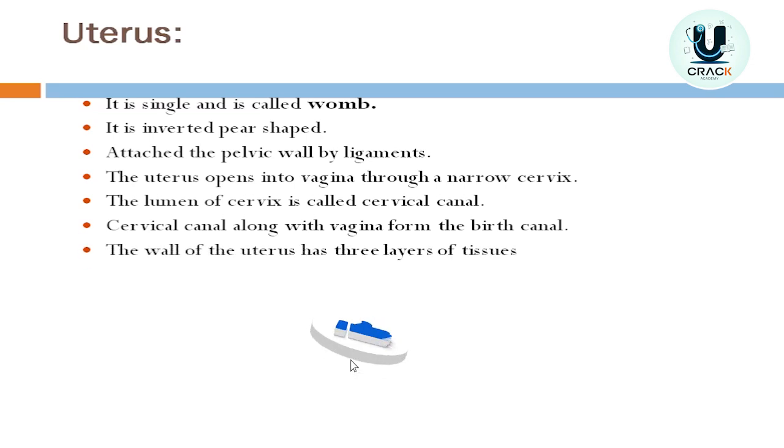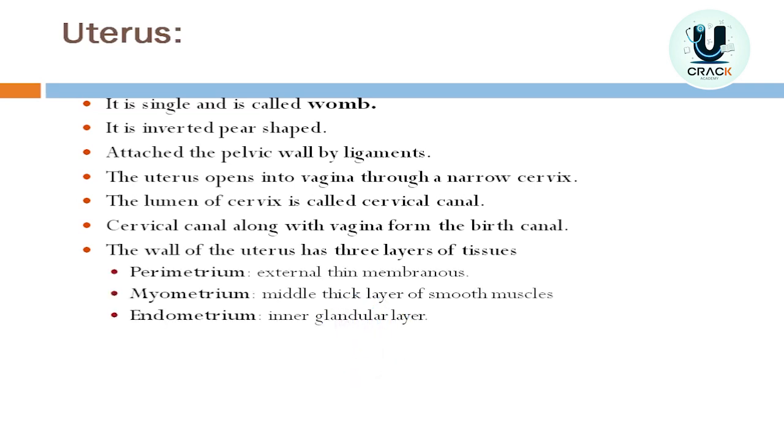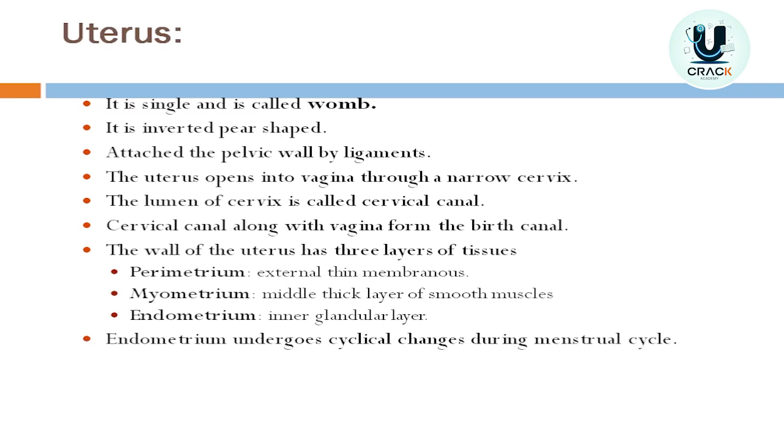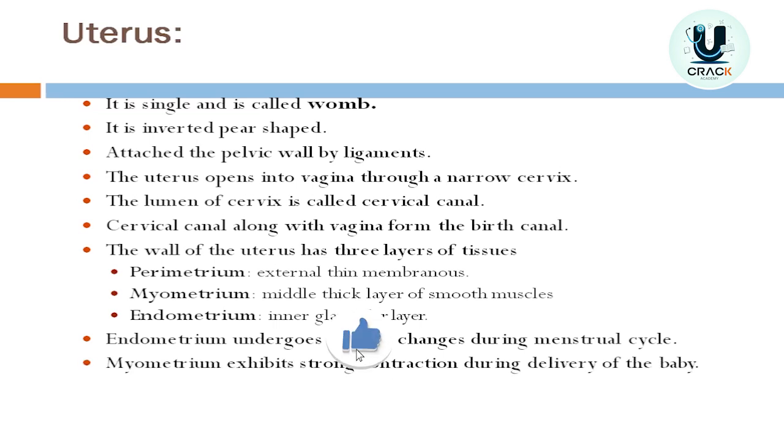The wall of the uterus has 3 layers of tissues. ஒன்று perimetrium, the external thin membrane; myometrium, the middle thick layer of smooth muscles; and endometrium, the inner glandular layer. Endometrium undergoes cyclical changes during the menstrual cycle. Myometrium exhibits strong contraction during the delivery of the baby.